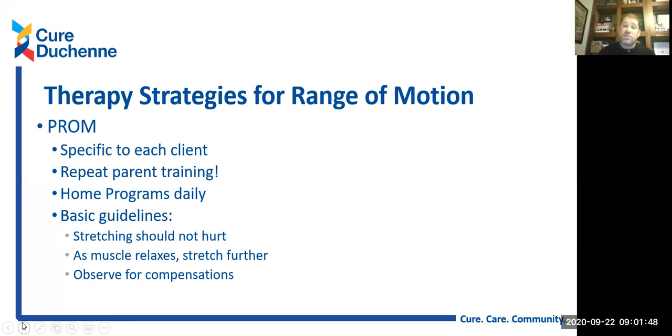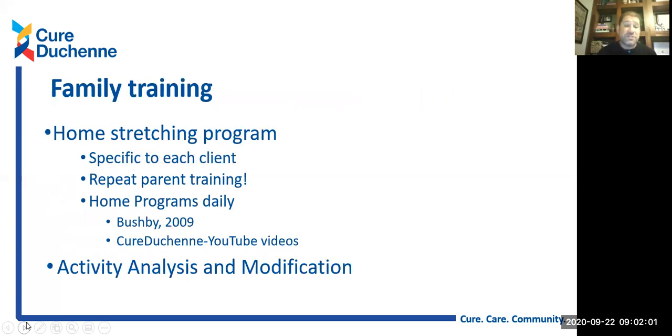It shows 6 of the most common stretches for the most common muscles that get tight with Duchenne. It shows hand placement, how to push, the position of the child, the position of yourself. Really good resource there. And then this is kind of what we talked about before. So it needs to be specific, repeat the training, and then continually look at the activity analysis and modification.